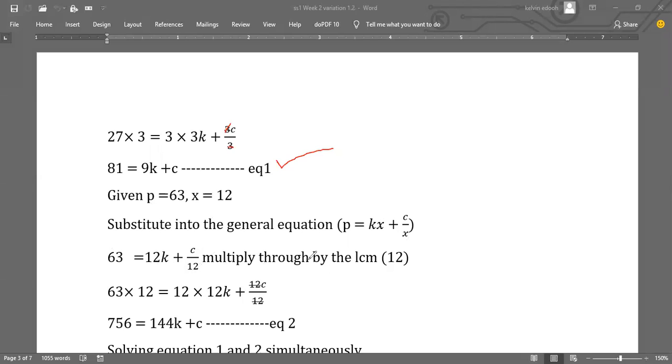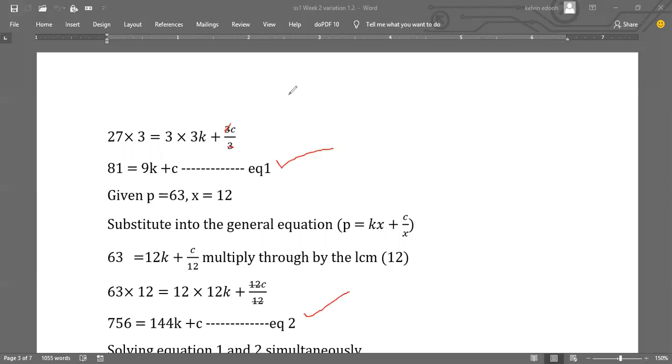So multiply through by the LCM, which is 12. So 63 times 12 equals 12 times K plus 12 times C over C, because 12 times C is 12C. So we have 756 equals 12 times 12k, which gives us 144k, plus c, as the 12 will cancel itself. So this is now equation 2.